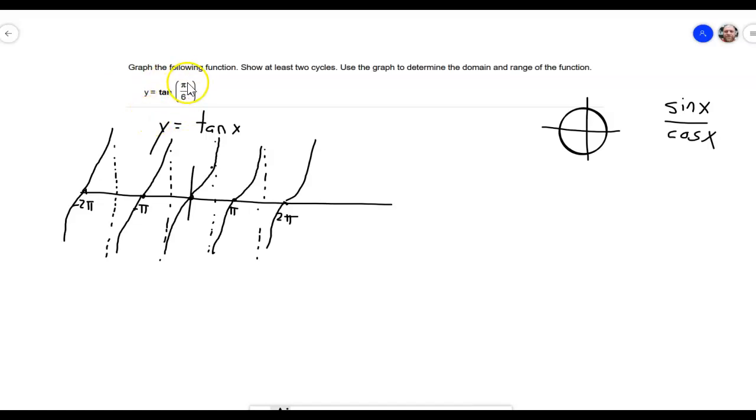All right. So how does this constant pi over 6 multiplied by our angle x affect this graph? What transformation does that make? Great question, and it does. It affects our period in the following way.